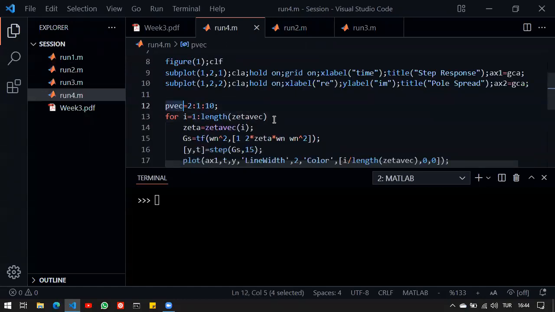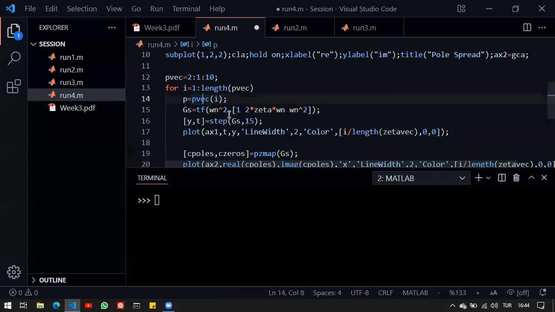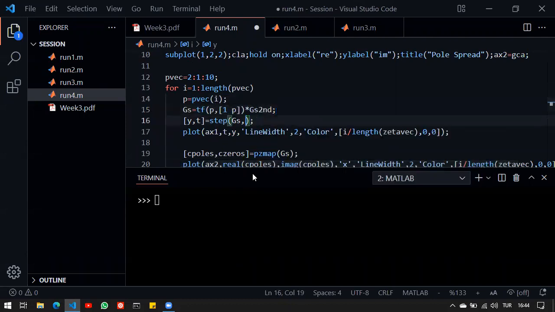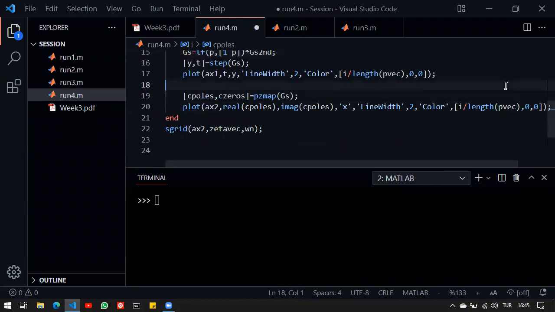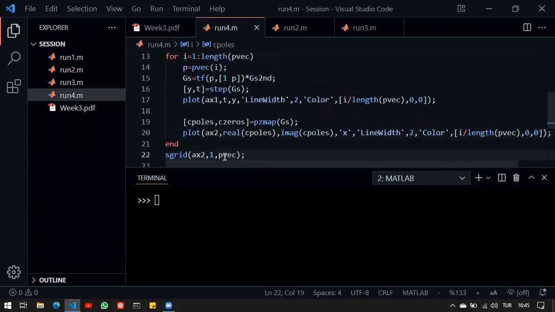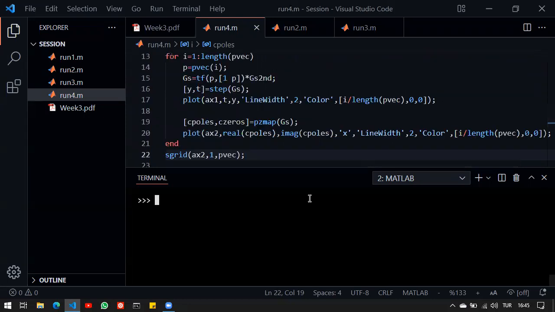So now each element of pvec, where p is equal to the ith element of pvec. Now, instead of doing this, we will have p divided by s plus p times the second order part here. Now, again, pvec and pvec. So for zeta equals 1, let's have pvec for the S grid. That should be basically it, I guess. So let's run it.